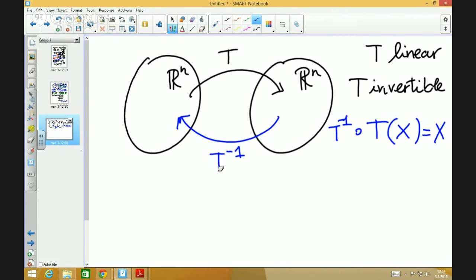So if I start from a vector x, I apply T to it, and then I undo the transformation that T has performed, I get x back. That's what the undo button does, isn't it?